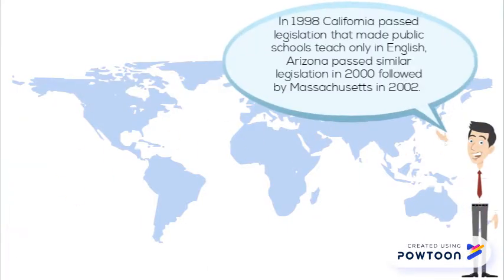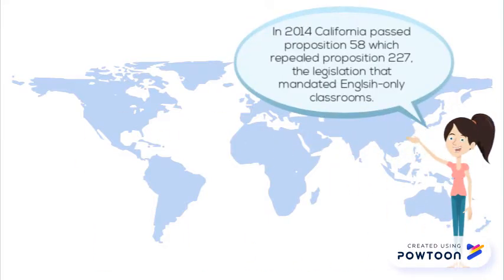In 1998, California passed legislation that made public schools teach only in English. Arizona passed similar legislation in 2000, followed by Massachusetts in 2002. In 2014, California passed Proposition 58, which repealed Proposition 227, the legislation that mandated English-only classrooms.